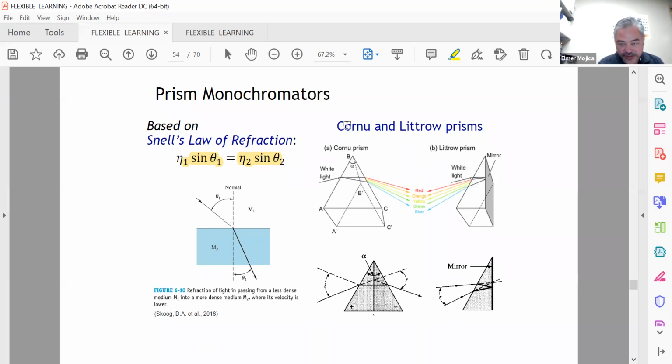So this is the Cornu and Littrow prism. In the Cornu prism, there's white light and it will produce the different colors. Now in the Littrow prism, there's a mirror, and then you put the white light there and it is refracted. So you're going to look at this like this.